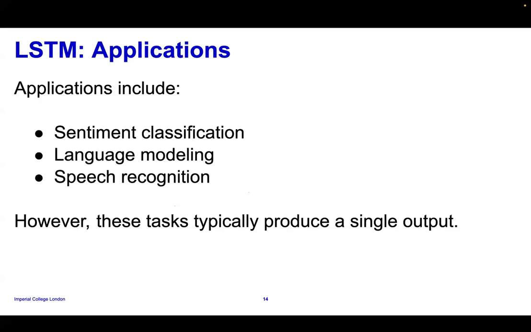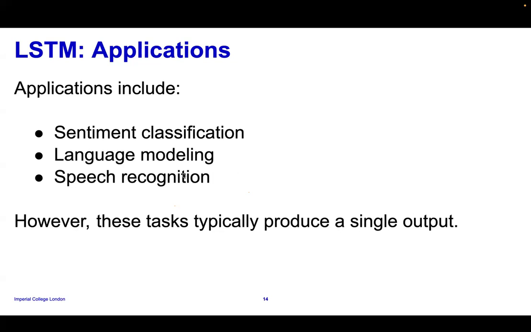We need to give the class, for example, is it positive, neutral, or negative? Because this is not a sequence. If I give you text and ask what the class is, you say positive or negative, right? So this is not a sequence. You can see these tasks typically produce a single output, right?